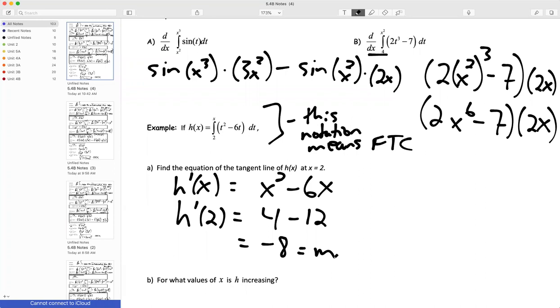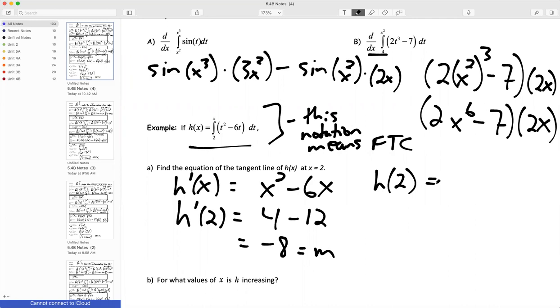And now I need a point. So how do I get a point? Well, I know what x is. I know that x is 2. So I need y. In other words, I need h of 2. Correct? Do you have an equation for h of x? Yeah, it's up there.